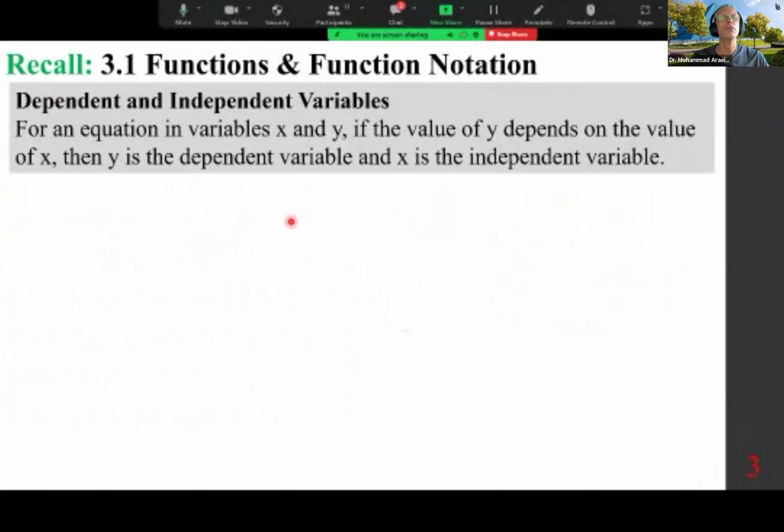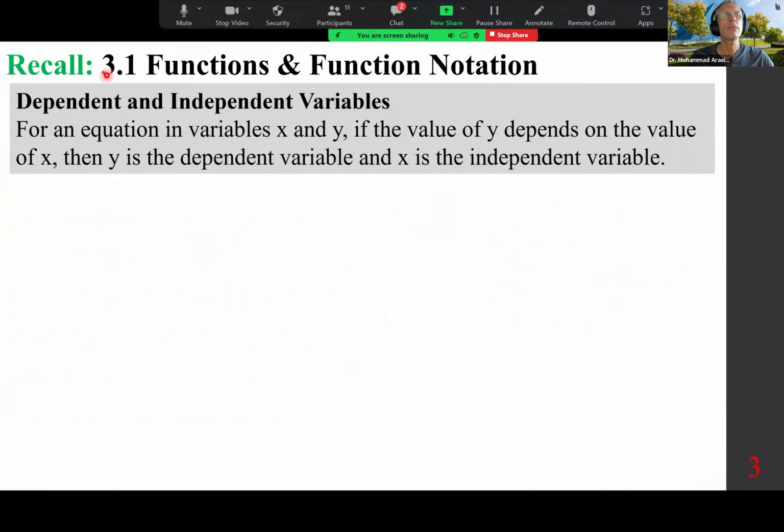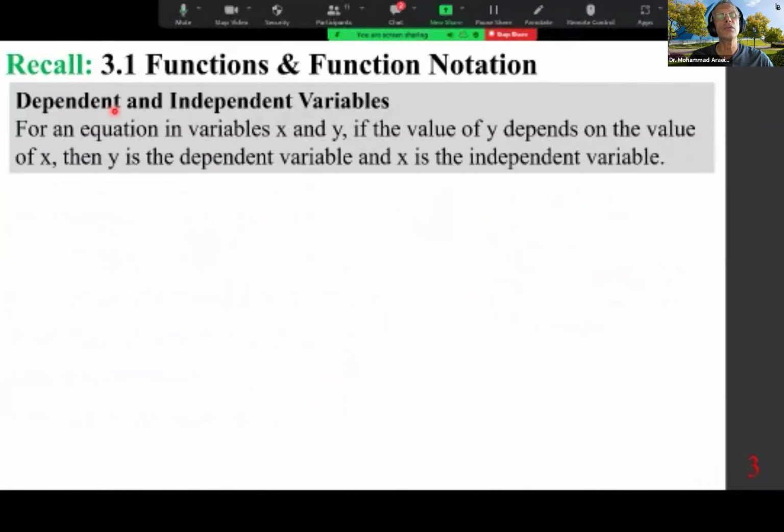Reminding you of the following: functions and function notation. Dependent and independent variables. For an equation in variables x and y, if the value of y depends on the value of x, then y is the dependent variable and x is the independent variable.